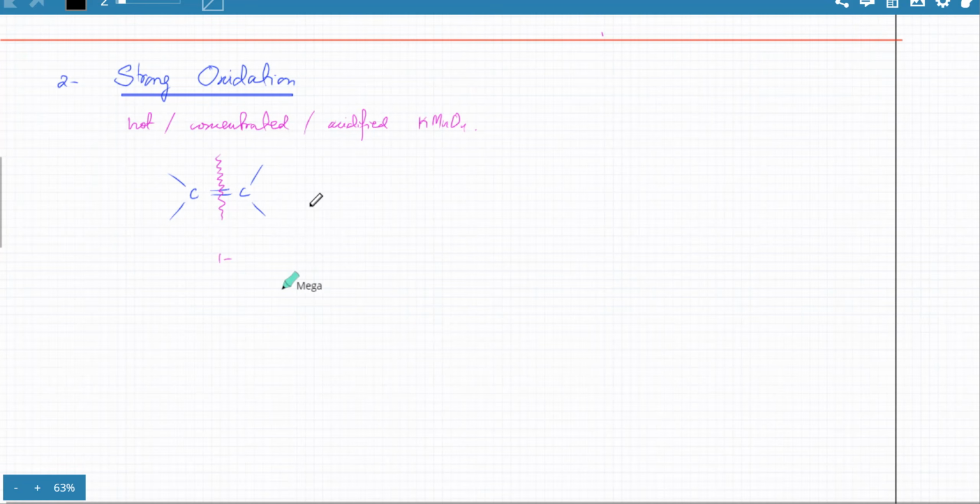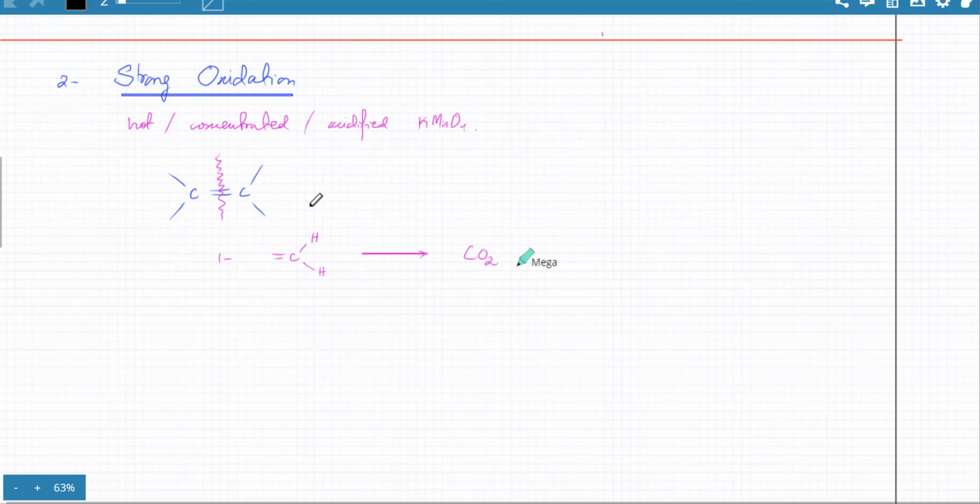Scenario number one is that when the double bond breaks, one of the carbons of the double bond is bonded to two hydrogens. So that's scenario number one. This thing will get oxidized, but it will get oxidized to a carbon dioxide molecule. So that's the product if you have an alkene that looks like this.